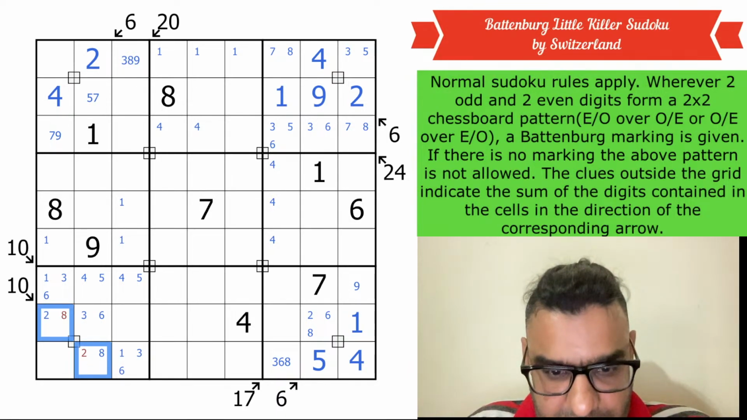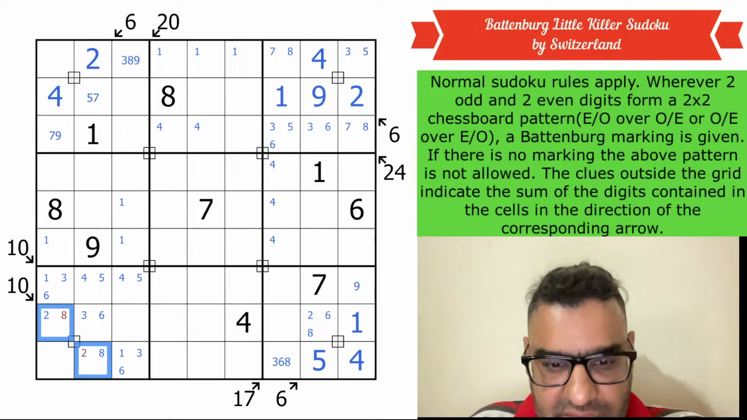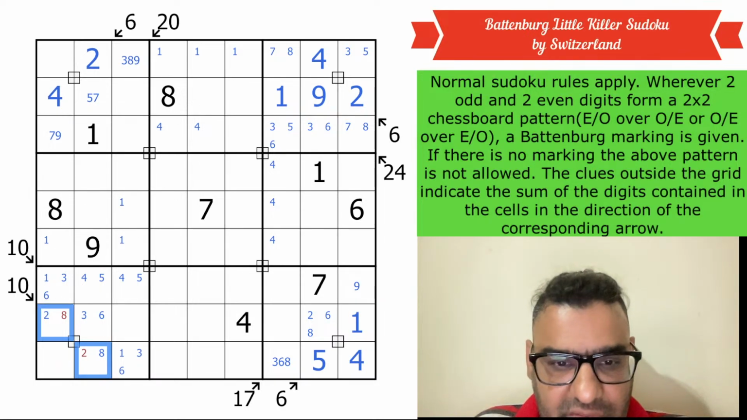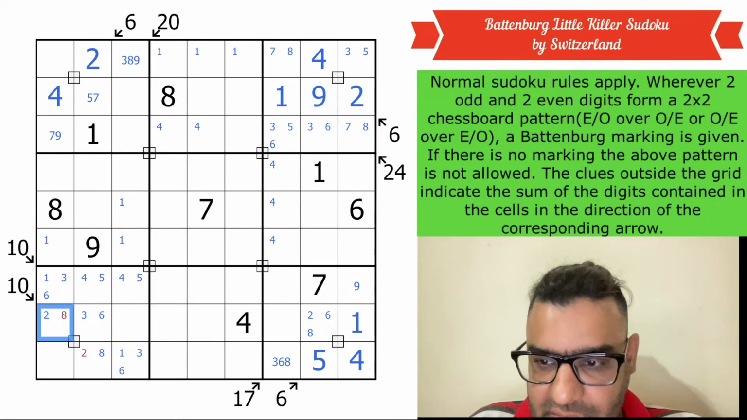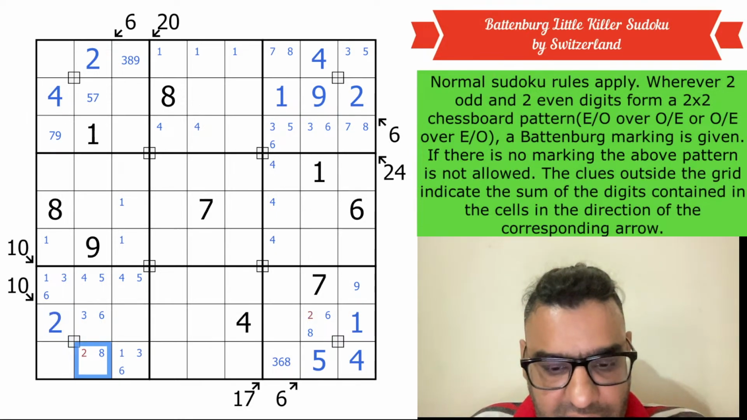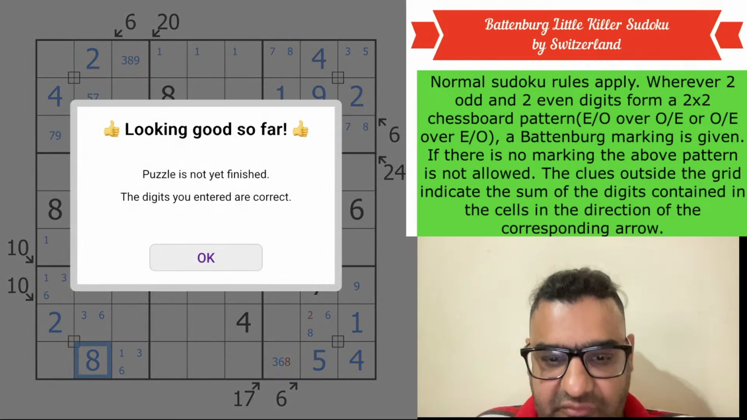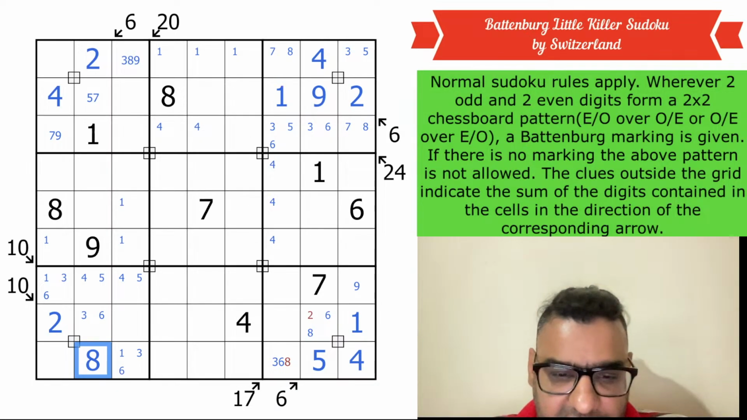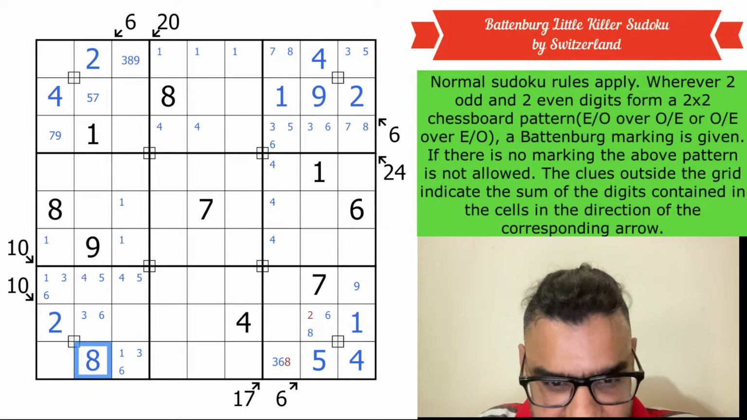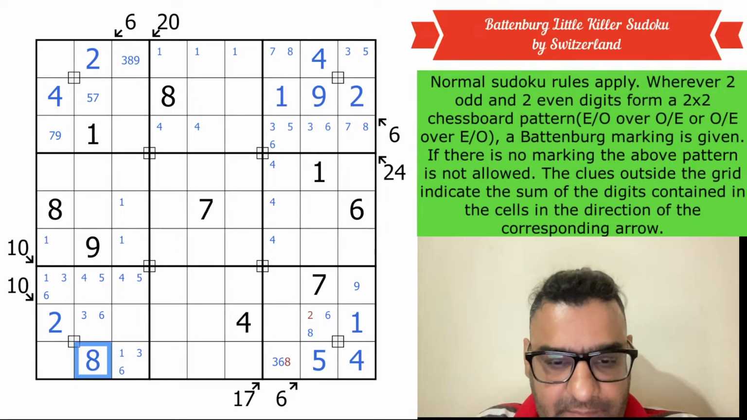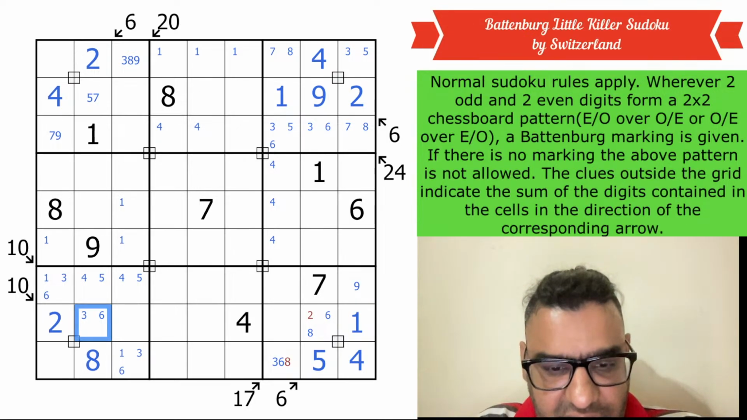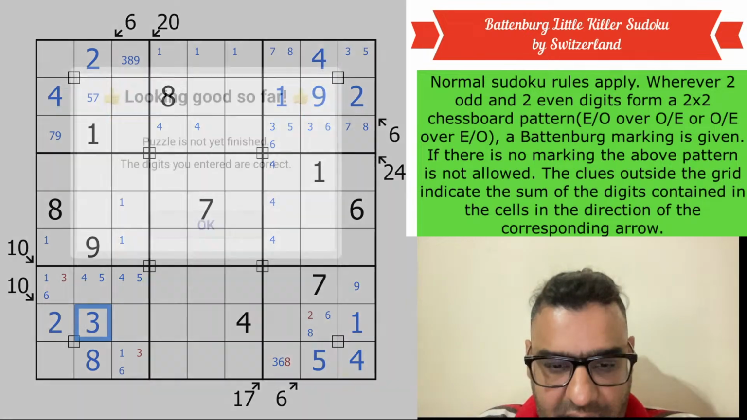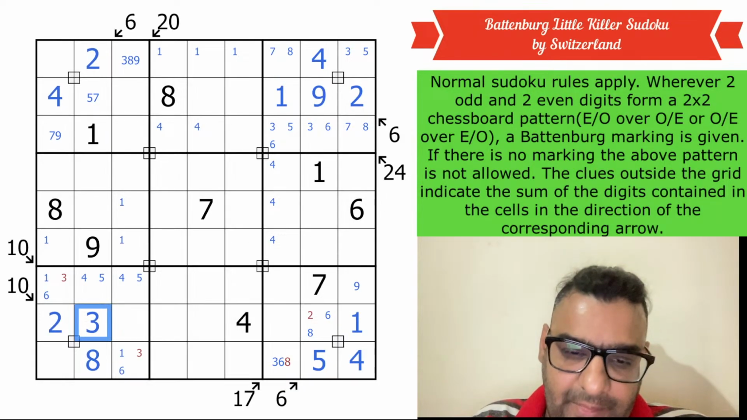So we already know 8 is here, 2 is here. So this is going to be 2, this is going to be 8. And if we check, that is correct. And if we check this 2, then this is even, so this number should be an odd number. And this would be 3. If we check, we are right.